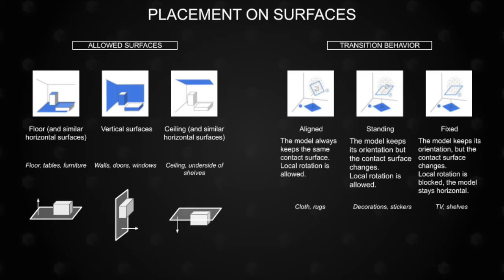The second parameter, Transition Behavior, fixes how a model moves during the change of surfaces. The three possible values are aligned, standing and fixed. The aligned value is for objects that must lie on the surface like a rug or poster.